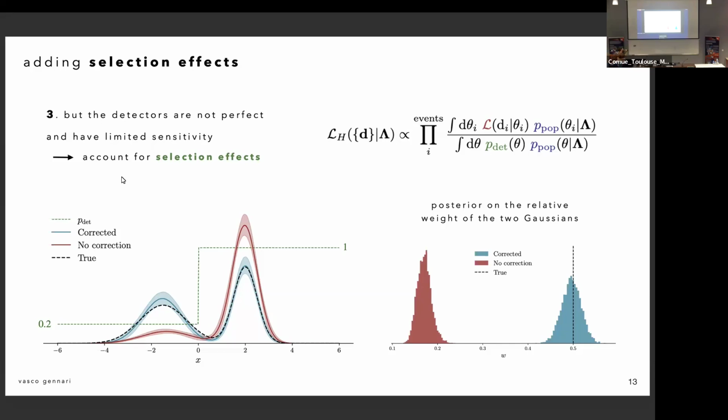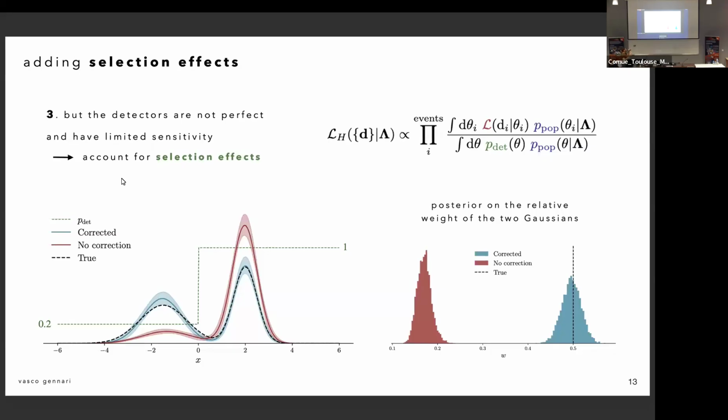If I pretend that my detector is perfect, so I don't have any selection effect, and I just run the analysis with the likelihood of before, I get this red curve here. So as you see, since I observed fewer events for negative values, now I recover a distribution that is much lower. And since the distribution is normalized, now the positive values have a larger peak. If I properly account for selection effects, then I'm able to recover the correct true distribution.